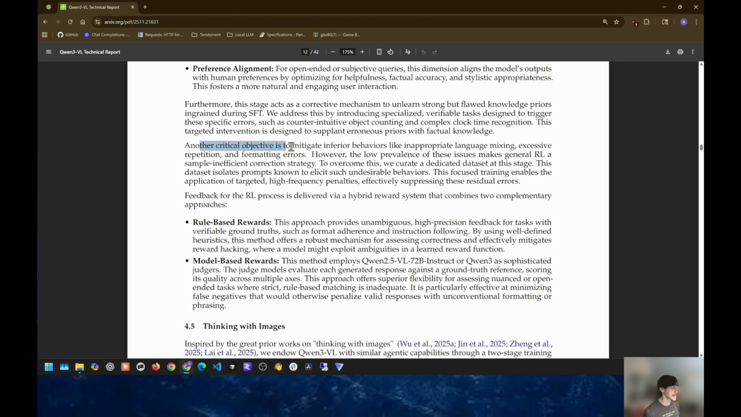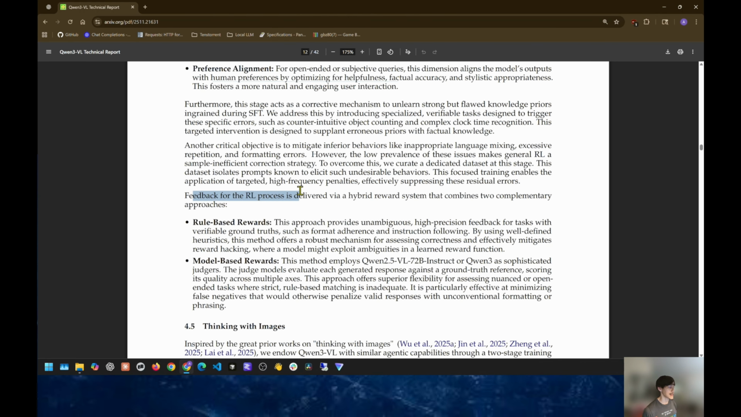Another critical objective is to mitigate inferior behaviors like inappropriate language mixing, excessive repetition, and formatting errors. However, the low prevalence of these issues makes general RL a sample inefficient correction strategy. To overcome this, we curate a dedicated dataset at this stage. This dataset isolates prompts known to elicit such undesirable behaviors. This focused training enables the application of targeted high-frequency penalties, effectively suppressing these residual errors.